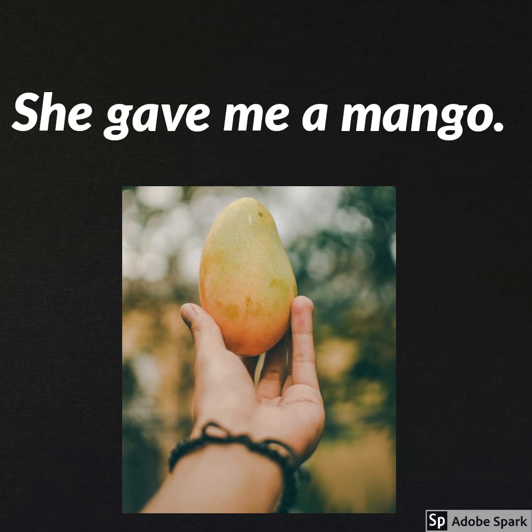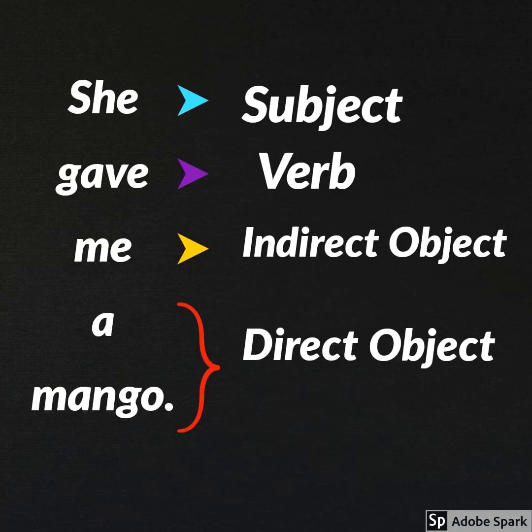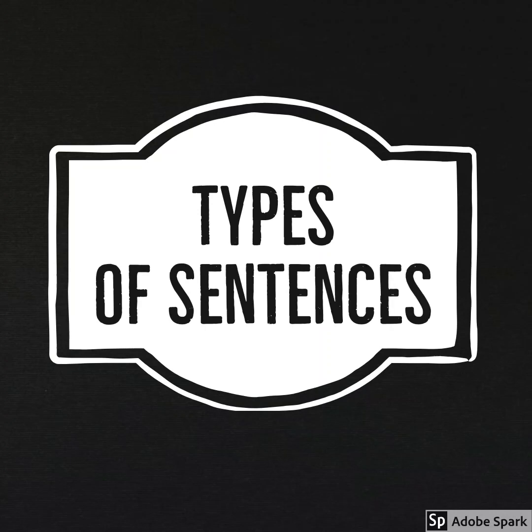And in the sentence, she gave me a mango. She, subject, gave is the verb. What did she give? A mango. So a mango becomes the direct object. And whom did she give? Me. So me becomes the indirect object, and it answers the question whom. Clear, children?